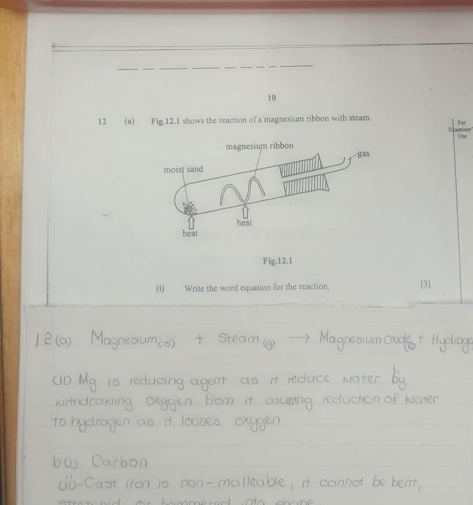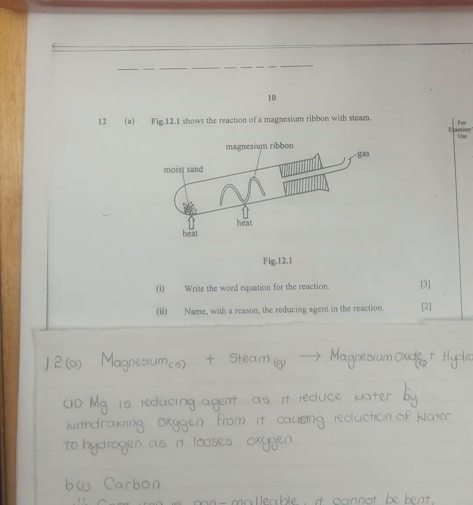Number 12, Fig 12.1 shows the reaction of magnesium ribbon with steam. Write a word equation for the reaction. So we are going to have magnesium plus steam to give us magnesium oxide plus hydrogen. State with a reason the reducing agent in the reaction.